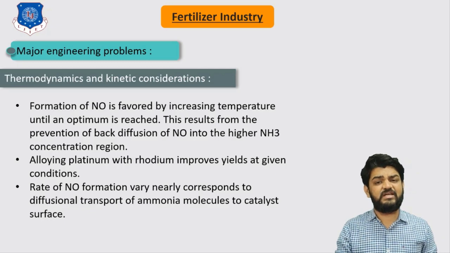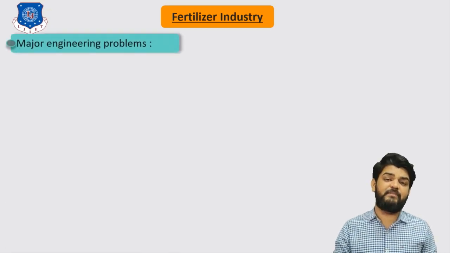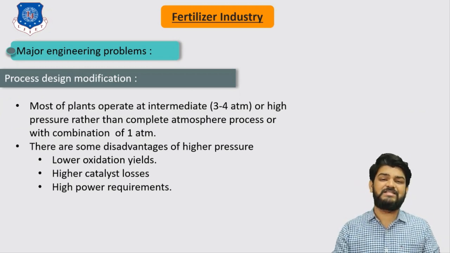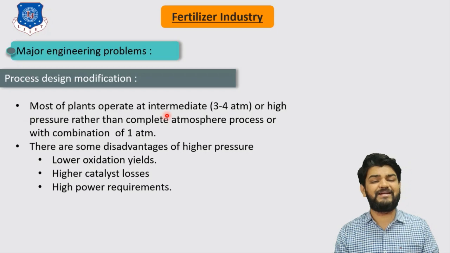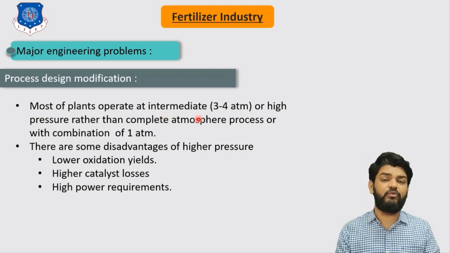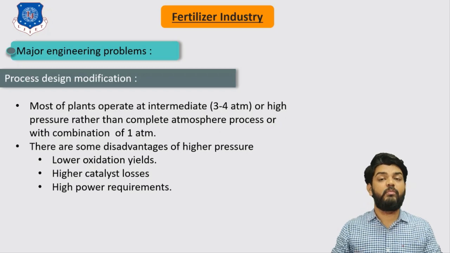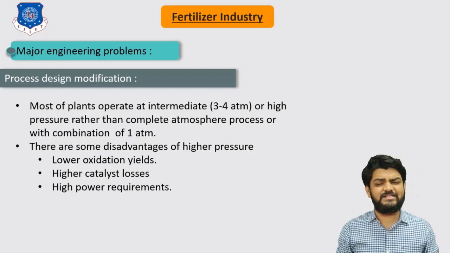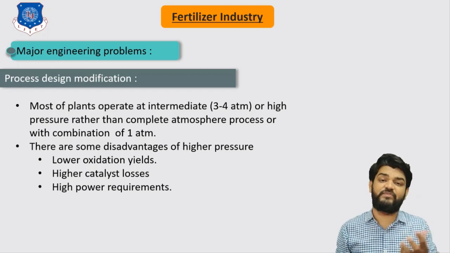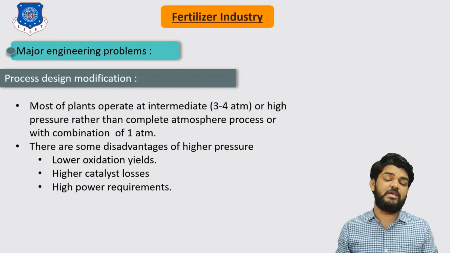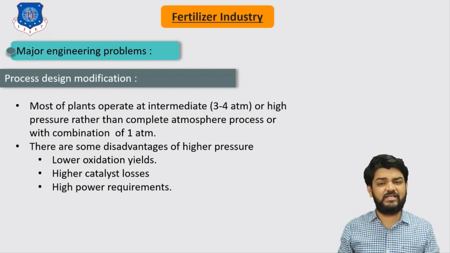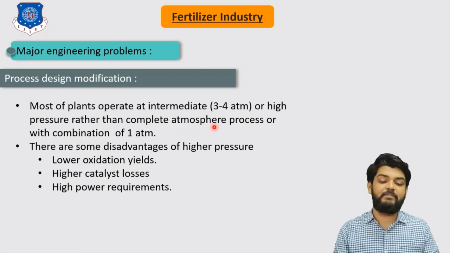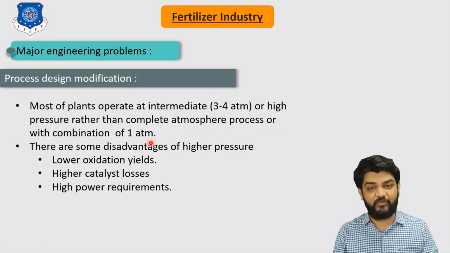Now, after discussing that, let's see the second type of major engineering problem, and that is process design modification. You can see here that most of the plants operate at an intermediate pressure of 3 to 4 atmospheres. Most nitric acid production plants are operated at moderate pressure of 3 to 4 atmospheres, or even at very high pressure, rather than at atmospheric pressure, or a complete 1 atmosphere process.